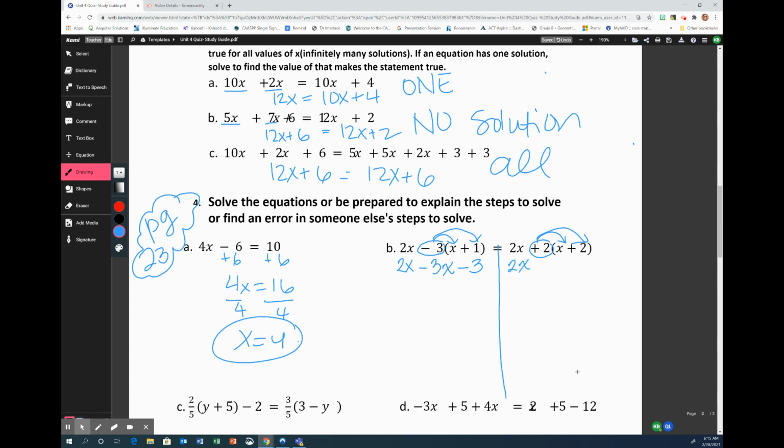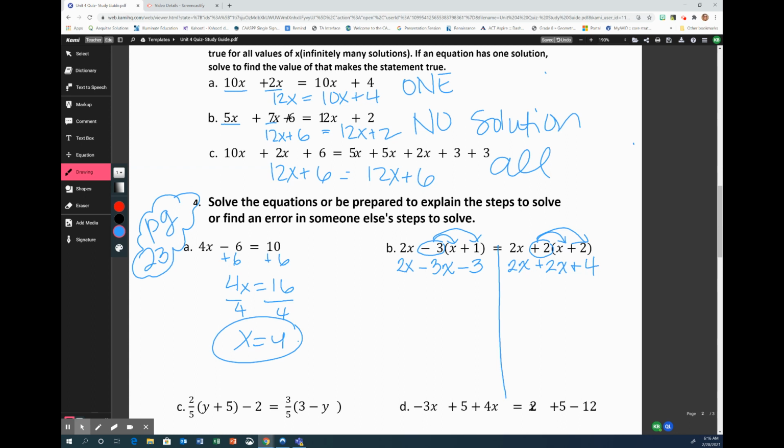Bring down the 2x. I'm going to distribute plus 2x plus 4. Double check your work. Positive 2 times x is 2x. Positive 2 times 2 is 4. I think that's correct. Double checking all my work: 2x minus 3x minus 3, because -3 times 1 is -3, and 2x plus 2x plus 4.